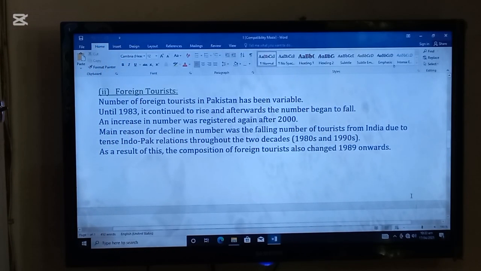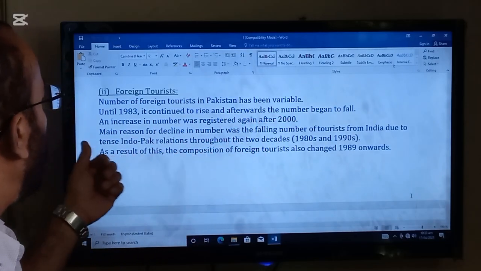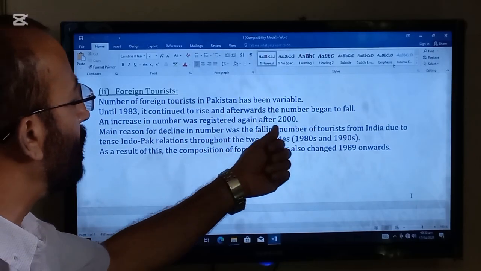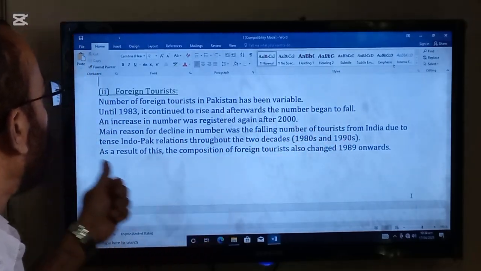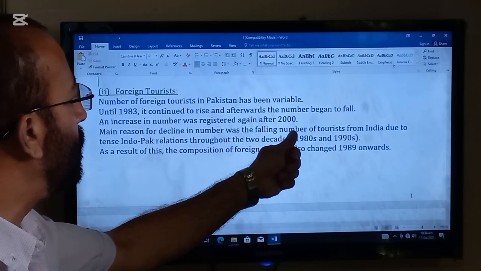The next category is foreign tourists. The number of the foreign tourists in Pakistan has been variable. Until 1983, it continued to rise, and afterwards the number began to fall. An increase in the number was registered again after 2000.